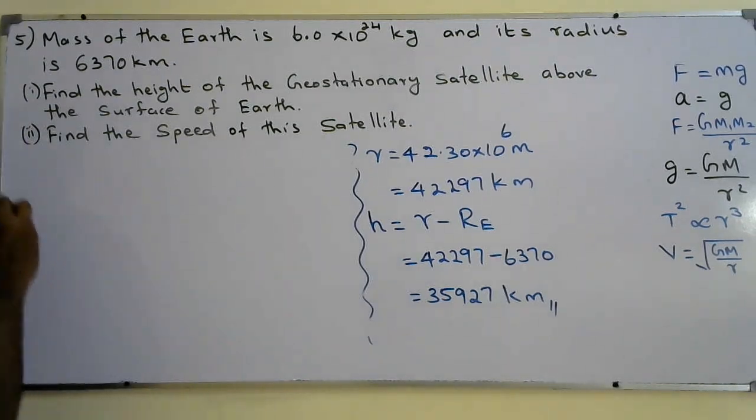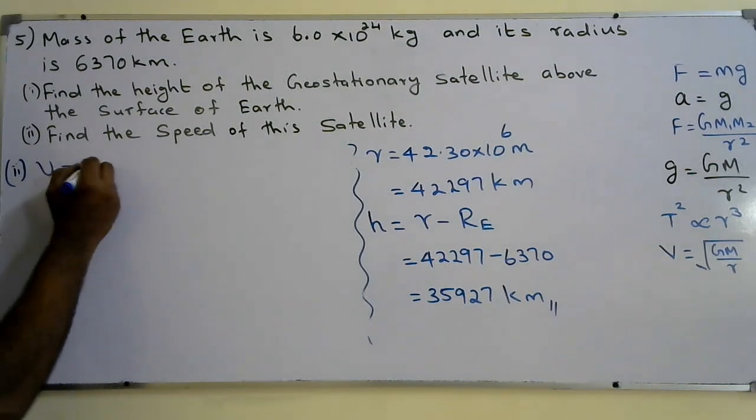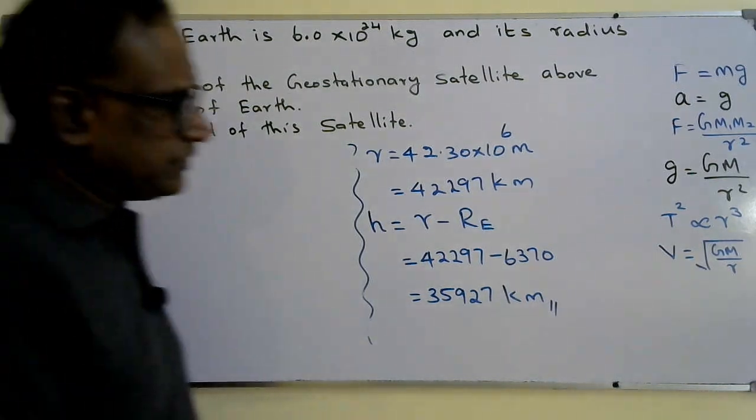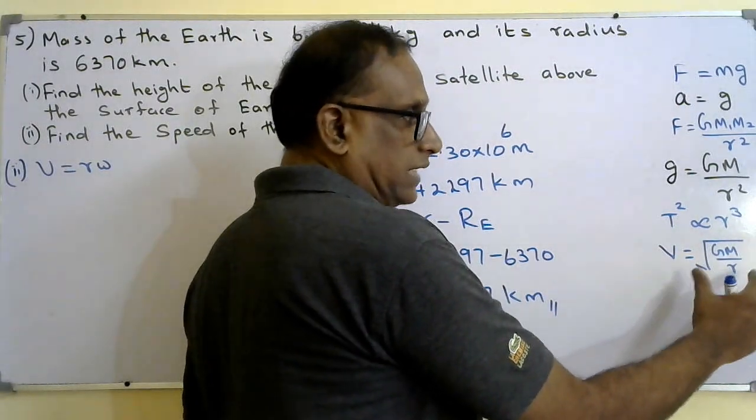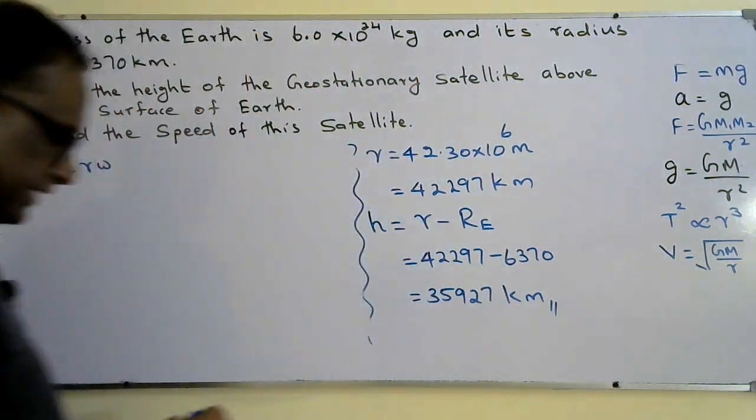Okay, second part, find the speed of it. So that we can simply find v equal r omega. Or we can use this equation, derive and get it. You can't directly use this equation. This is not a standard equation. You have to derive it and get it.